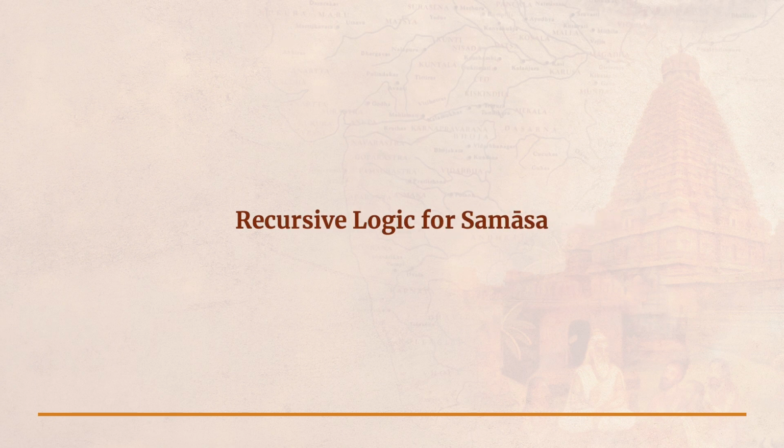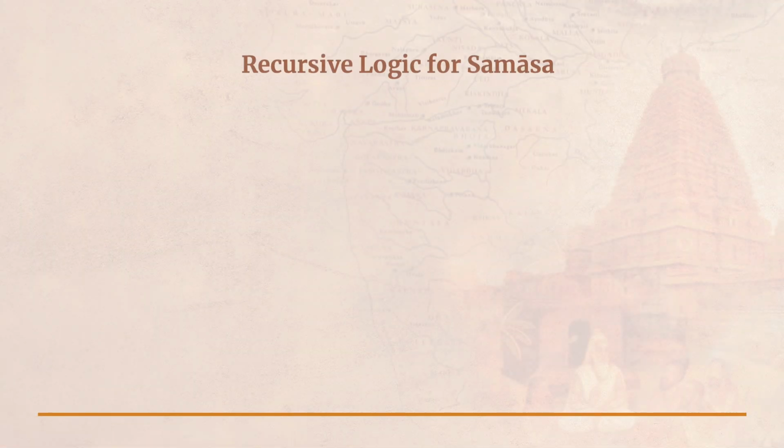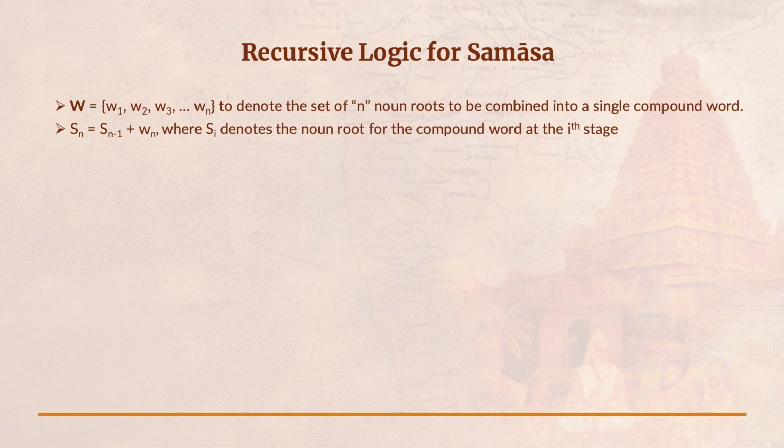Now the question is, can we do it for any number of words? Yes. Panini's mechanism is such that one can do it for any number of words. That's where the whole recursive logic comes in. So let us now generalize the whole thing. Let W be the set of noun roots that we want to combine. From the noun you can dismantle the suffix and get the noun root. So let W1, W2, W3 up to Wn be the noun roots.